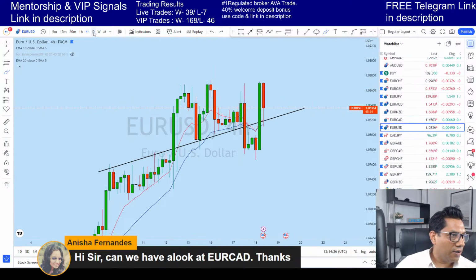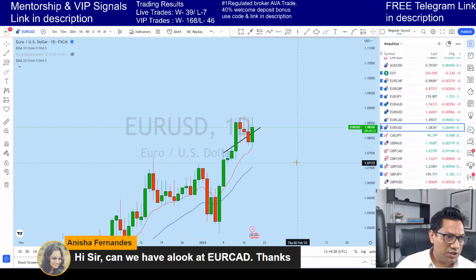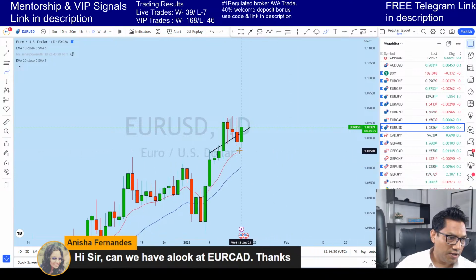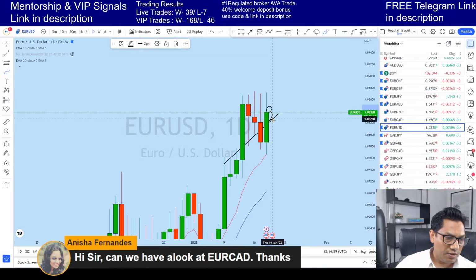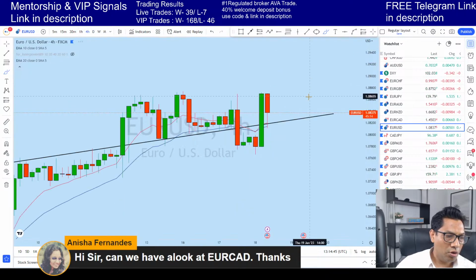So if we look at the bigger picture from the daily, we see that euro dollar today so far has had significant movement. What I will be expecting on euro dollar is for the price to come back down a bit again for a deeper retracement, and then we can expect a bigger move on euro dollar.